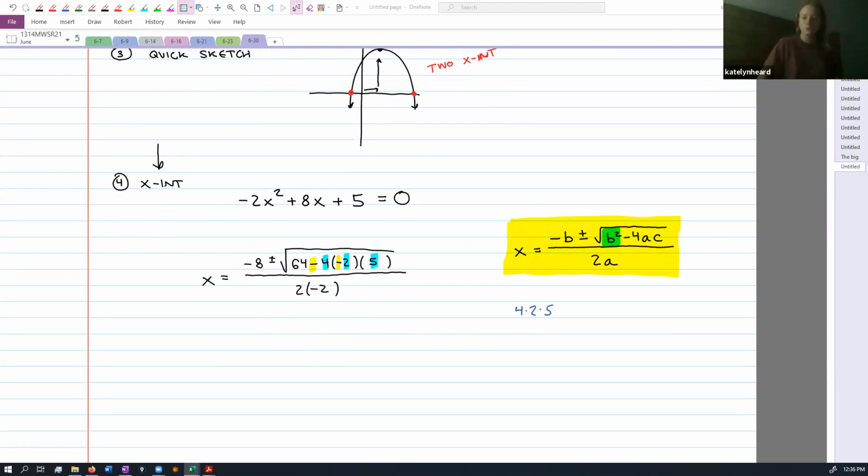Okay, so just the 4 and 2 and 5, right? Yeah, 4, 2, and 5, that multiplies to be what there? 40. Okay, so let's rewrite this now.